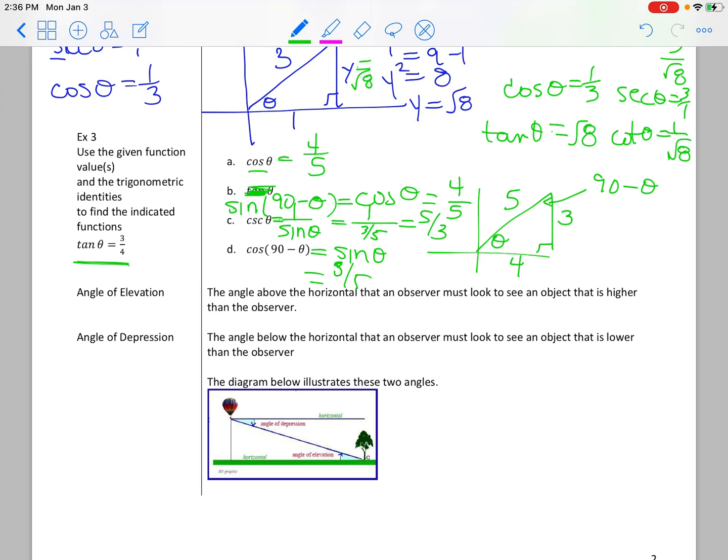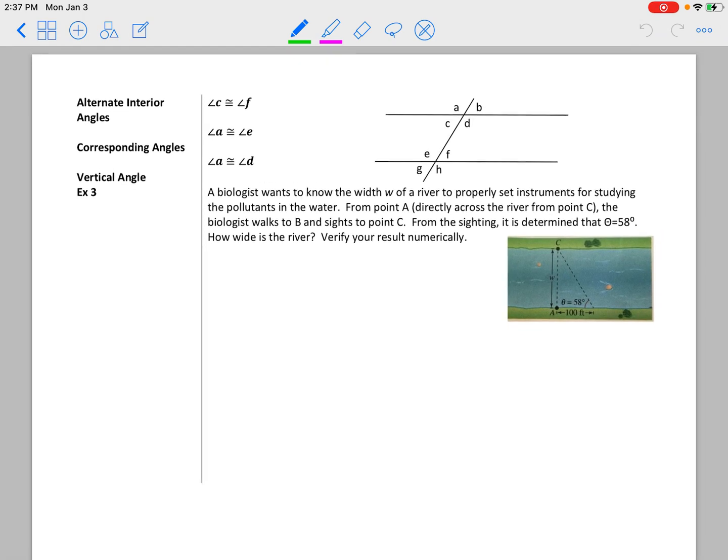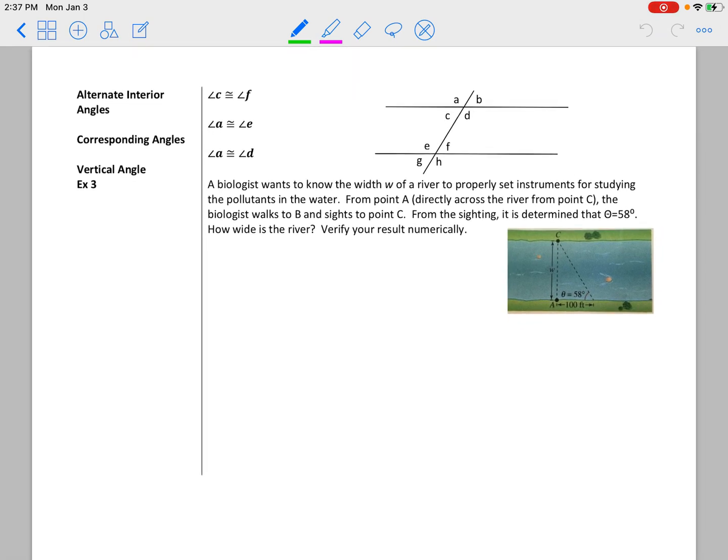Angle of elevation, angle of depression, these have not changed since integrated 2. Angle of elevation is from a horizontal or a flat surface going up to look at an object that's higher than it. Angle of depression starts from a higher object going down. And these are going to be used in word problems, and you're going to have quite a few. Some other information, just as a reminder, a whole bunch of stuff from integrated 2 is going to come back. Alternate interior angles, vertical angles, all of that's back. Okay, so you need to keep track of those things.